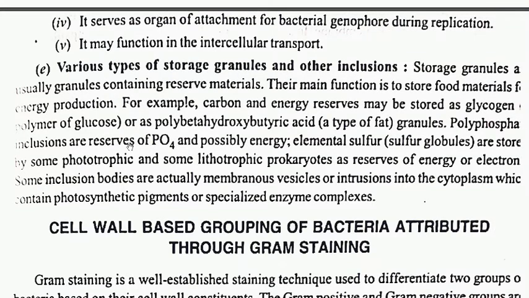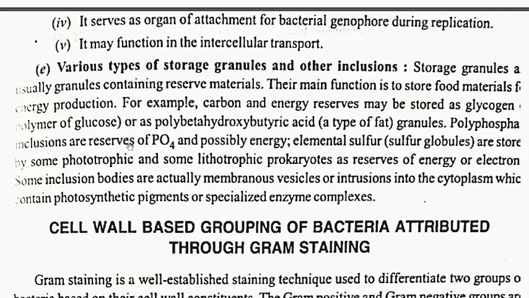Now what are the various types of storage granules and other inclusions? Some of the storage granules contained in the cells behave as reserve material, to store food materials for energy production. For example, carbon and energy reserves may be stored as glycogen, or poly-beta-hydroxybutyric acid, which is a type of fat granule. Then polyphosphate inclusions are reserves of phosphates and possibly energy.